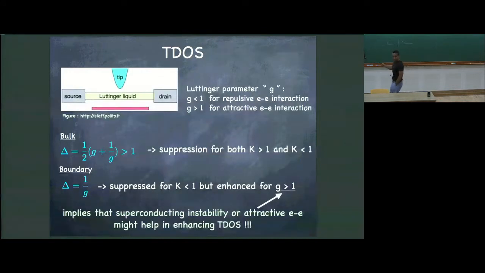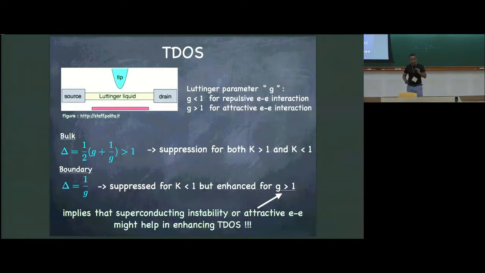So I'm left with 5 minutes, okay. If you look at the standard results from tunneling density of states, if you have a long Luttinger liquid and you're trying to inject something in the middle, then delta looks like something like this in the bulk. This is the Luttinger parameter, which is greater than 1 for attractive electrons and less than 1 for repulsive electrons. And no matter whether you have attractive or repulsive electrons, this remains greater than 1, which means you have suppression. So you really have the orthogonality catastrophe at work, no matter whether it's repulsive or attractive.